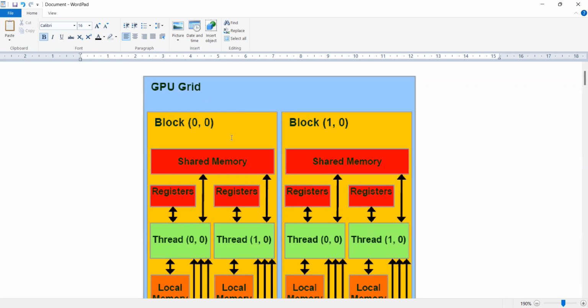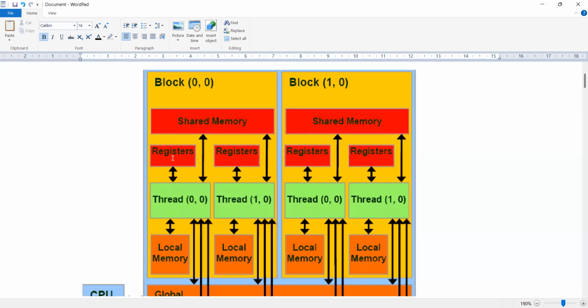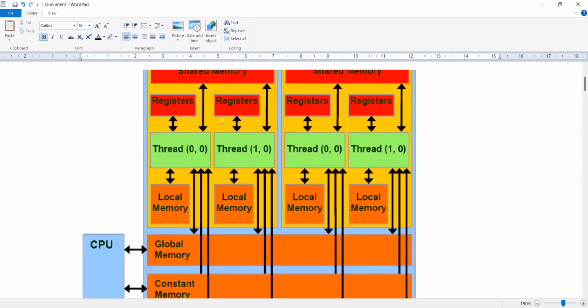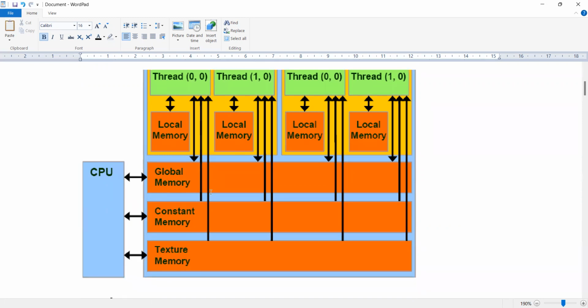This is block 0,0 and block 1,0. In a block, there is a shared memory, and in the shared memory, there are also registers. Registers are connected to threads, and shared memory is also connected to threads. Thread 0,0, thread 1,0. Threads are connected to local memory, and also to global memory, constant memory, and texture memory.